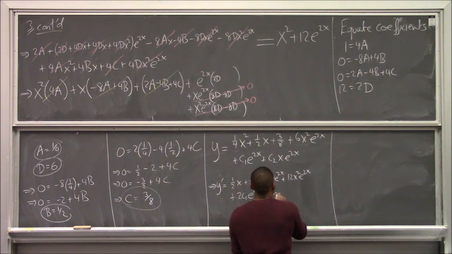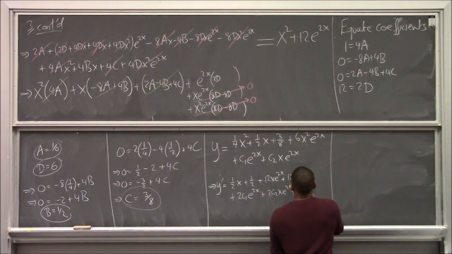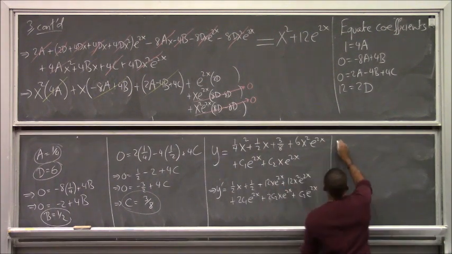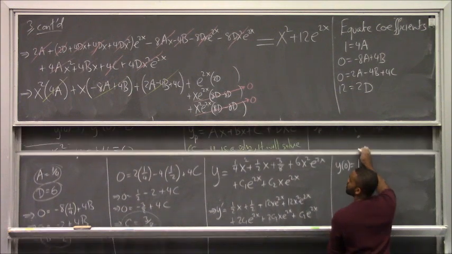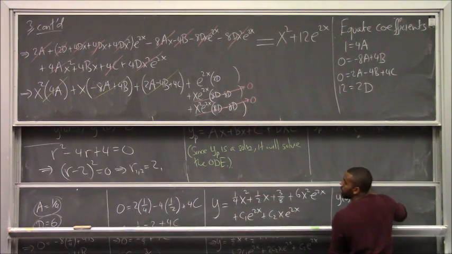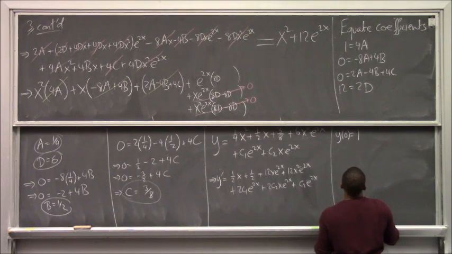That's our y prime. Now y of 0 was 1. Yes, y of 0 is 1.